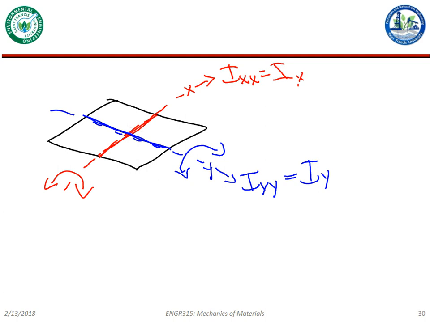And so the measure of that area distribution, the measure of how material is distributed along the cross section, is called the second moment of area, and that's what these things are.